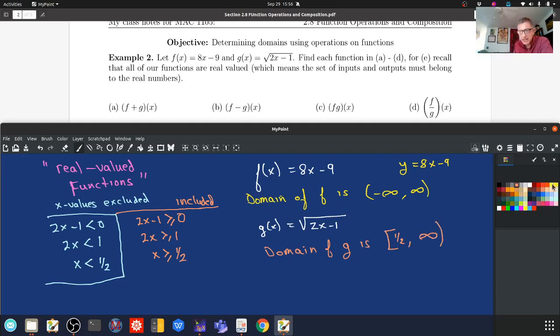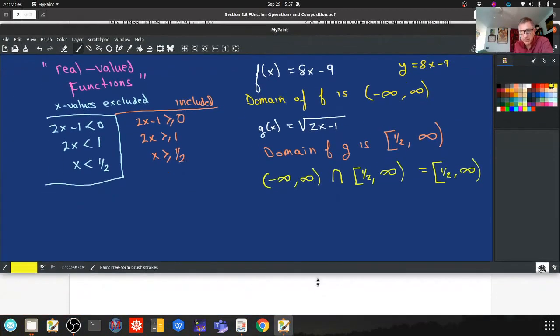So we have to take the intersection of these two sets. And when one of the sets is the real numbers, the intersection is always the smaller of the two sets. So the intersection, it's denoted this way, minus infinity to infinity. Take the intersection with that and 1/2 and infinity. And we're going to get 1/2 to infinity.